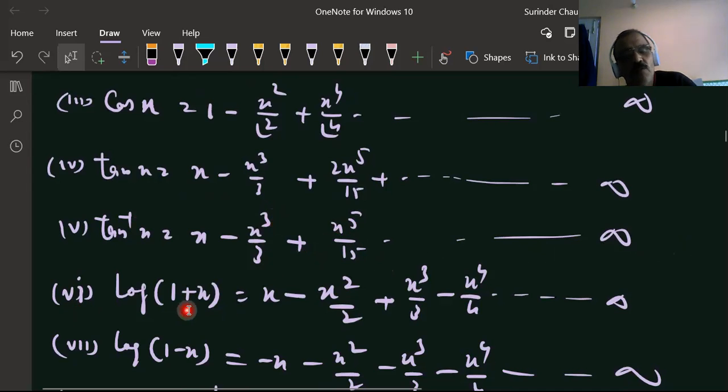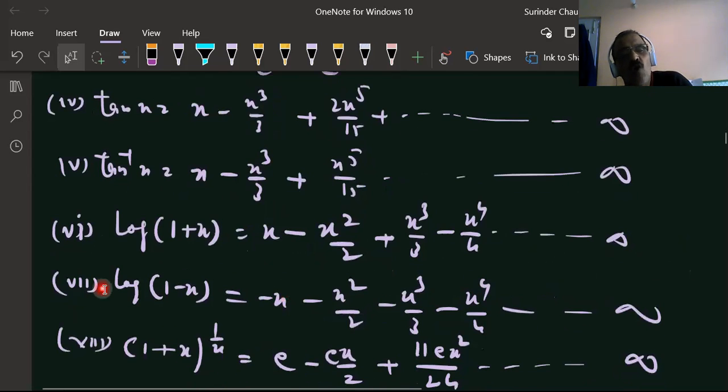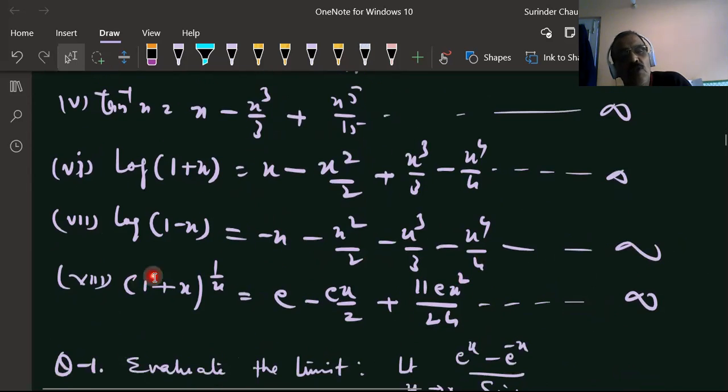If log of 1 plus x is there, we replace it by x minus x squared by 2 plus x cubed by 3 minus x to the fourth by 4 and so on to infinity. If log of 1 minus x is there, we replace it by minus x minus x squared by 2 minus x cubed by 3 minus x to the fourth by 4 and so on to infinity. If 1 plus x to the power 1 by x is there, we can use the formula: limit x to 0 is equal to e, or we can replace it by e minus ex by 2 plus 11ex squared by 24 and so on.